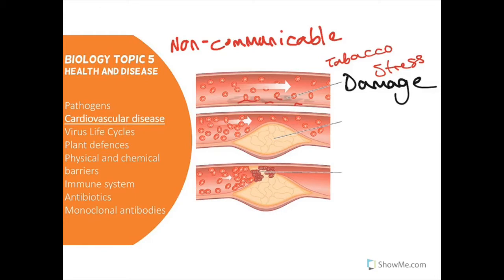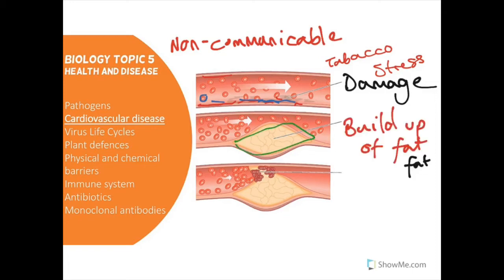What happens next is, normally the lining of the arteries is very smooth, and there's not very much friction between the red blood cells and the side of the arteries. It's normally very, very smooth, but now it's being roughed up a bit. So what happens is things like fat that's carried in the blood naturally, we need fat, but it sticks to that rough part of the wall. And if you have a very high fat diet, you are more likely to have a build-up of fat in your arteries.